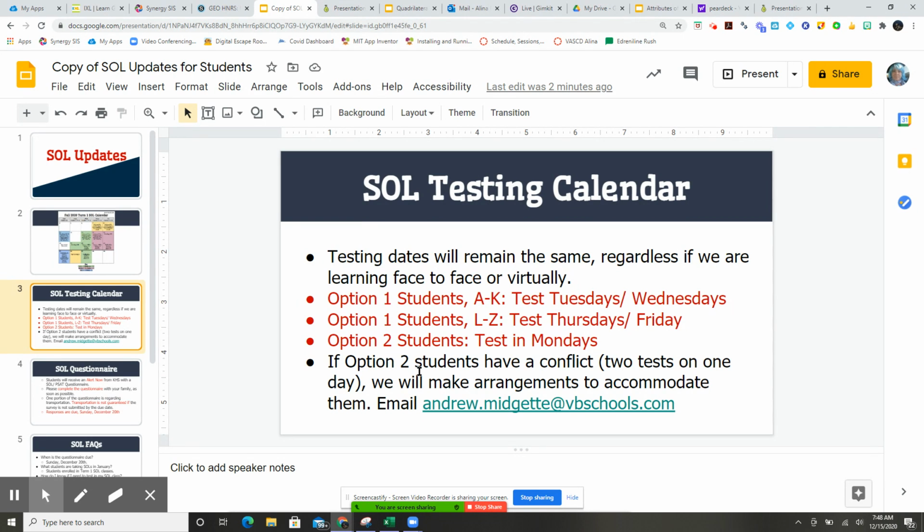If option 2 students have a conflict, like you have chemistry and geometry on the same day or earth science and geometry on the same day, you need to contact Mr. Midget. He's a super nice guy and he'll help you deconflict that, okay?